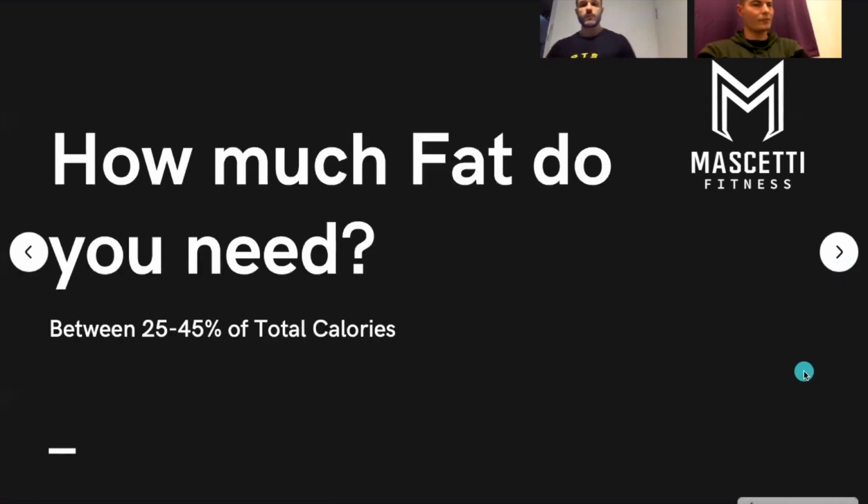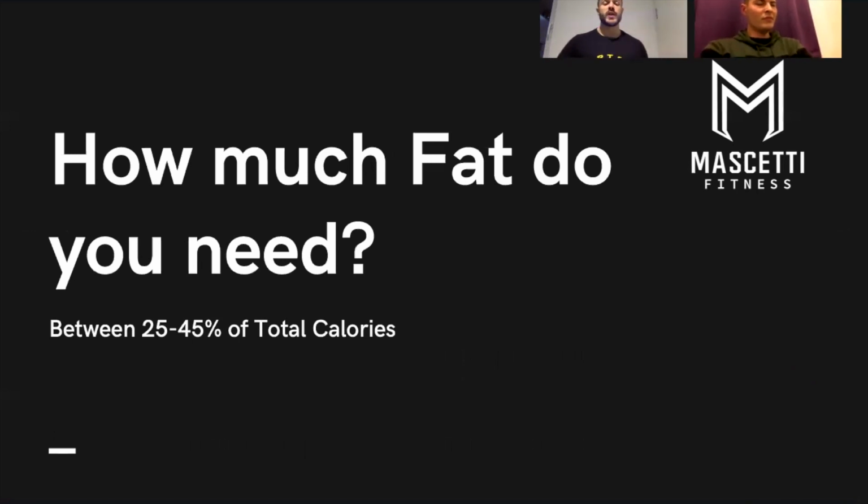So, how much fat do you need? As I said, it's essential. So we need fats in our diet. And so let's have a look. How much do you need? Now, we need between 25 to 45% of total calories. Now we're gonna have a look at an example.